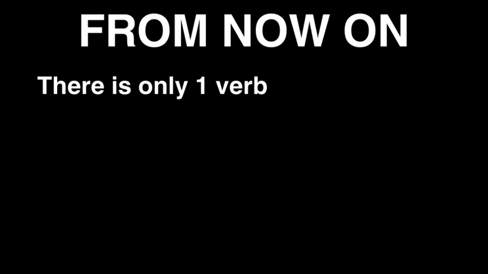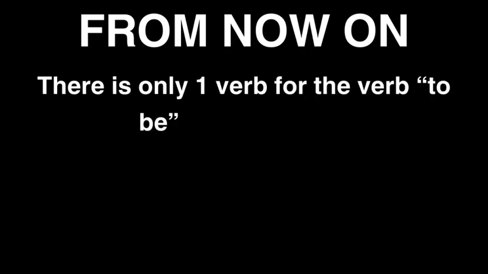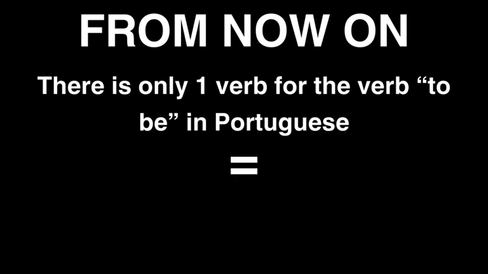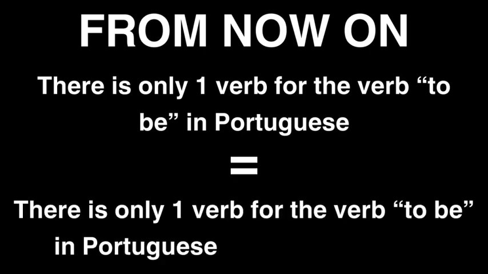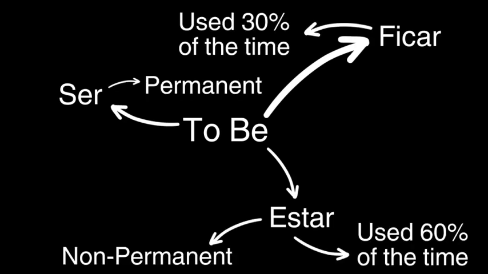First off, from this point forward, I want you to consider everything that I say through the lens of a beginner. So if I say there's only one verb for the verb to be in Portuguese, that is not to be taken literally. It is meant to be taken that there is only one verb for the verb to be in Portuguese for a beginner. Just keep this in mind as the video continues, because I know that a lot of this information may not be correct to an advanced speaker, but to a beginner, if I elaborate on every single point, it will be very overwhelming very quickly.